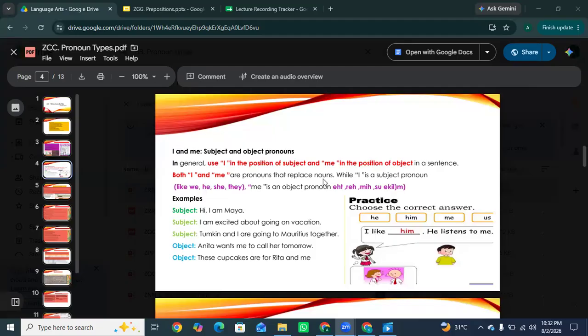The next one is Anita wants me to call her tomorrow. These cupcakes are for Rita and me. So, Anita is doing the action, like calling request. Me receives the action. Okay. And these cupcakes are for Rita and me, where me comes after the preposition for. So, it's an object pronoun.